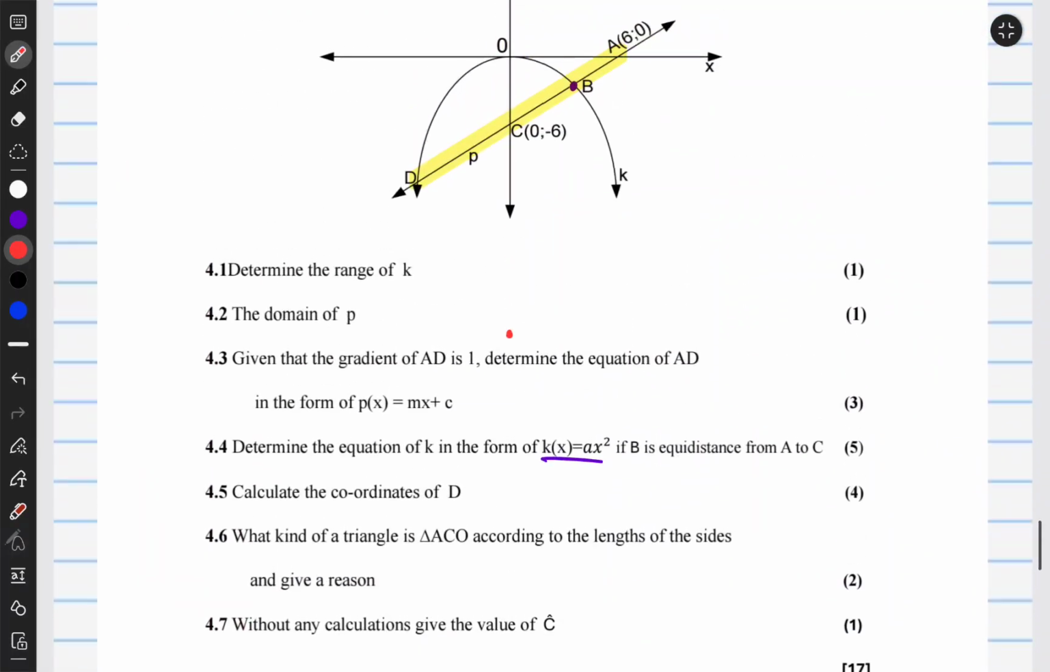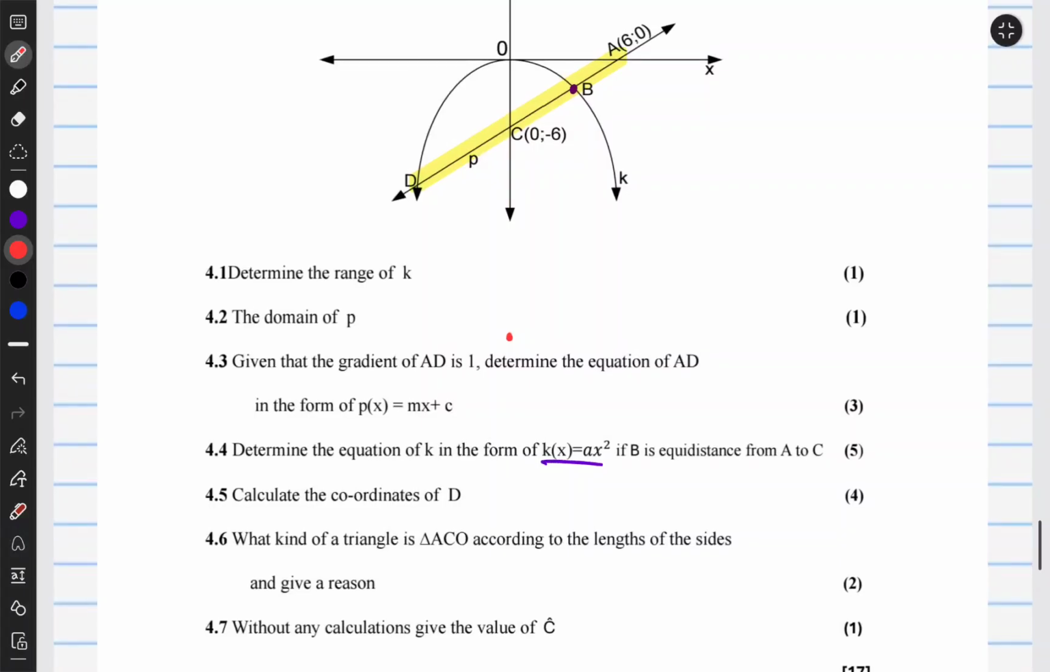Okay, and then next we are asked to calculate the coordinates of D. We are told that D and B are the intersections, meaning that our functions are equal at those 2 points, D and B.